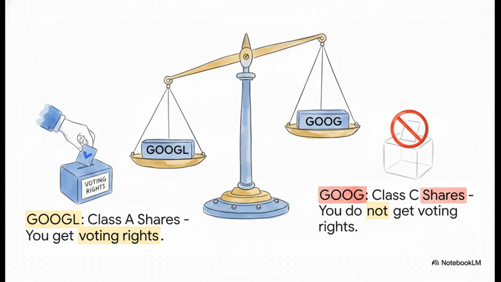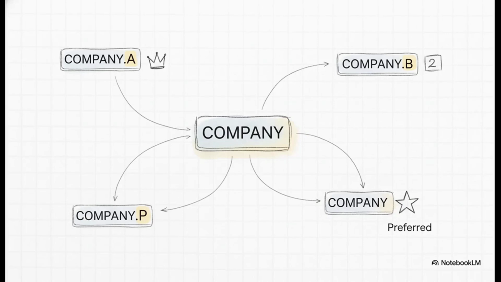If you own GOOGL, you've got Class A shares, which means you get voting rights in the company. But if you own GOOG, you have Class C shares, and you don't get a vote. So that 1 extra letter represents your power as a shareholder. That's a pretty big deal. And this isn't just a Google thing. You'll see other symbols with an A or a B tacked on to show different classes of shares. You might also see a P, which usually means it's a preferred stock. That's a type of share that often comes with fixed dividend payments. The main thing to remember here is that every single character can matter.